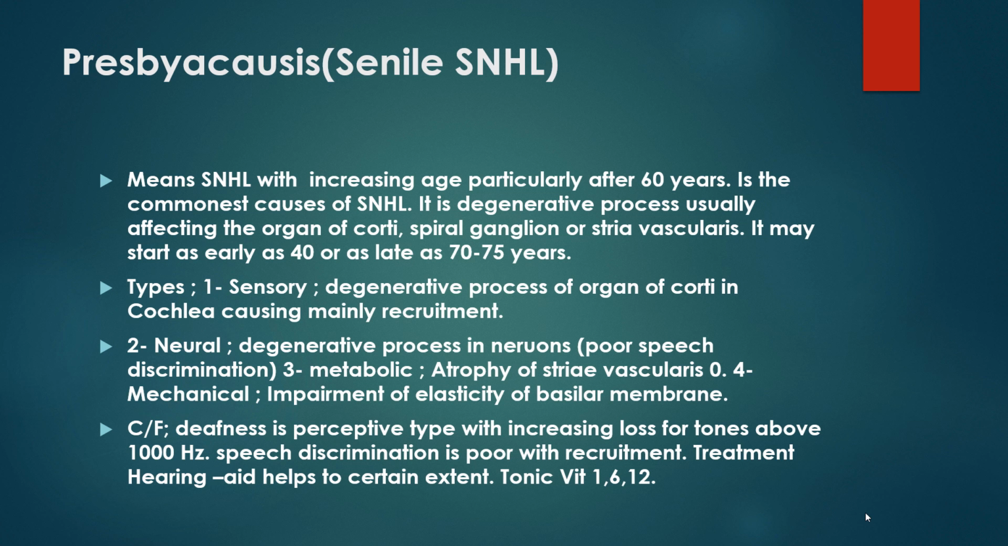Clinical feature: we get deafness of the perceptive or neural type with increasing loss for tones above 1000 hertz. Speech discrimination is poor with recruitment. Commonly we get it in the sensory type. Treatment is a hearing aid, which helps to a certain extent. Tonics like vitamin B6 and B12 may help to some extent in the geriatric age group.